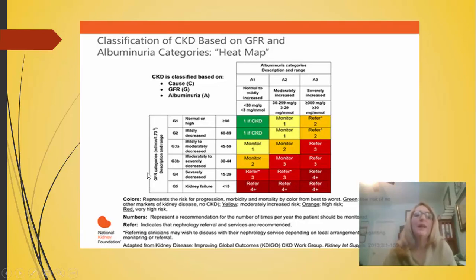This is a nice little heat map. This is very helpful for you to tell you about CKD, and it's classified based on the cause, glomerular filtration rate, and albuminuria. It breaks it down so that the green is people that are healthy, and as the color gets darker, the people get sicker, in essence.